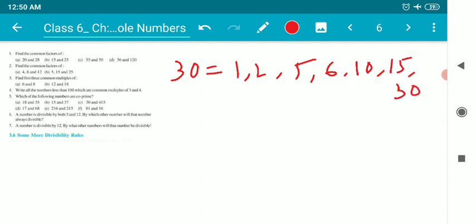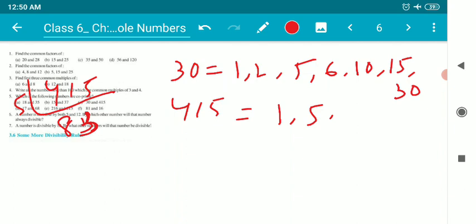What are the factors of 415, children? As it's a large number, let us prime factorize it first. I can divide it by 5. 5 eights are 40, 1 will be carried. 5 threes are 15. So it's 83, and 83 is a prime number, children, so we cannot divide 83 by any other number. So I'll take 1, 5, 83.